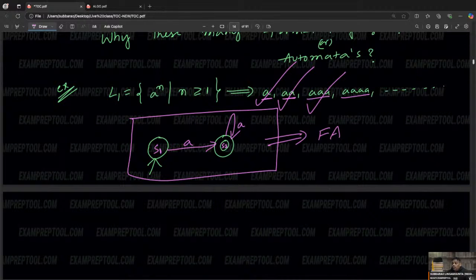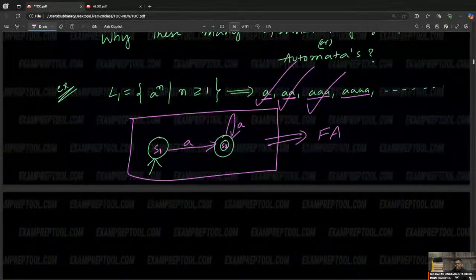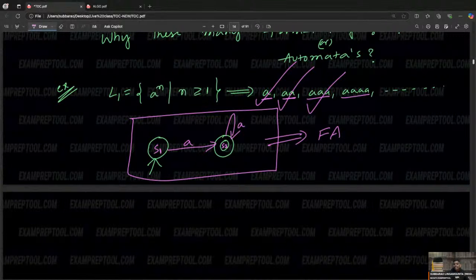Why these many automatas? Why these many formal languages? You will get to know within a few minutes. I took one formal language, and to accept that formal language, I drew one finite automata. You're getting it? If anyone has any doubts or observations, or anything you want to say to me, you can go ahead. Before moving to the next one, you can tell me.